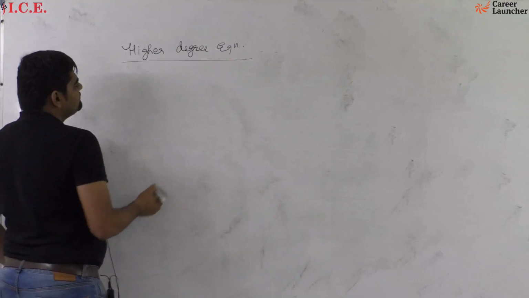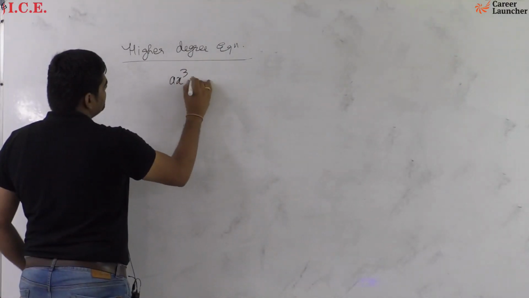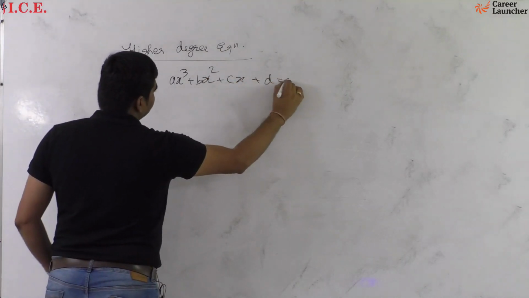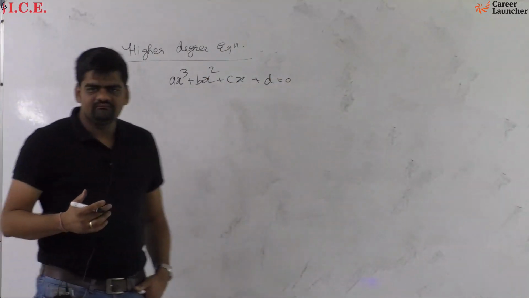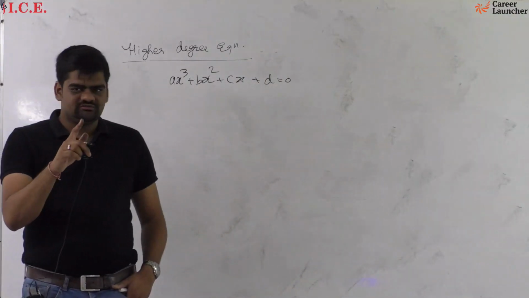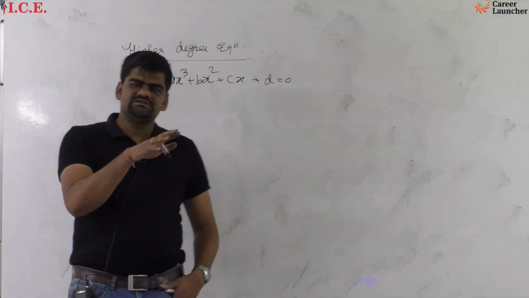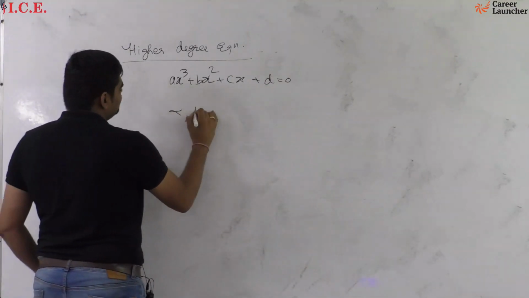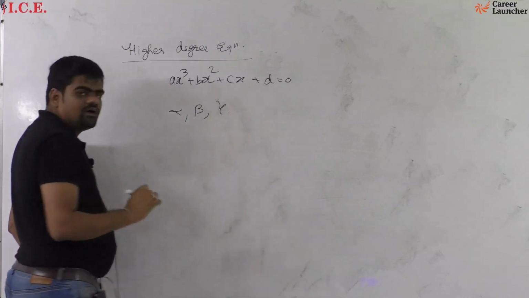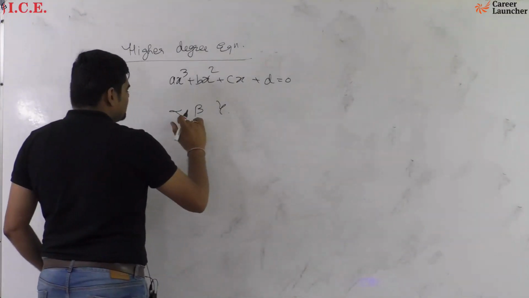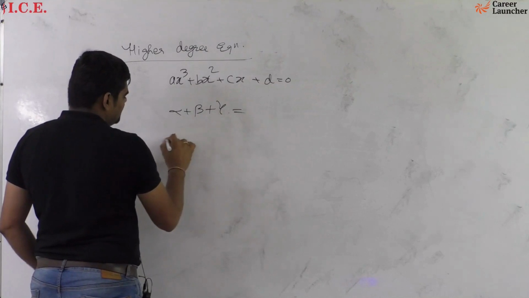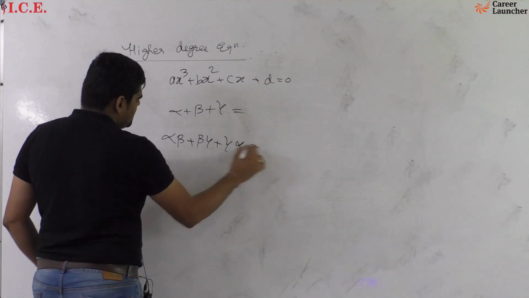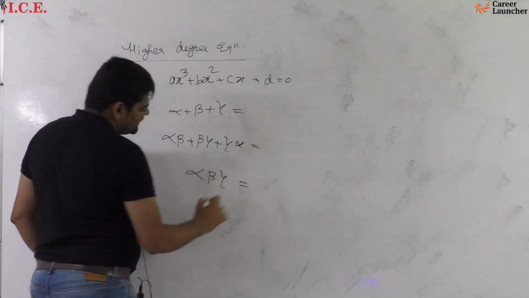Okay, higher degree equations. For example, a cubic equation: ax cube plus bx square plus cx plus d equal to 0. How many roots will there be? In linear we have one solution, in quadratic we have two solutions, and in a cubic or 3 degree equation we will have 3 solutions, which are typically represented by alpha, beta, and gamma. Now there are 3 important things here: alpha plus beta plus gamma, the product of 2 at a time, alpha beta, beta gamma, gamma alpha, and the product of all 3, alpha beta gamma.